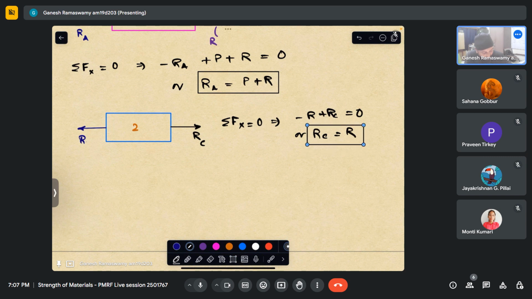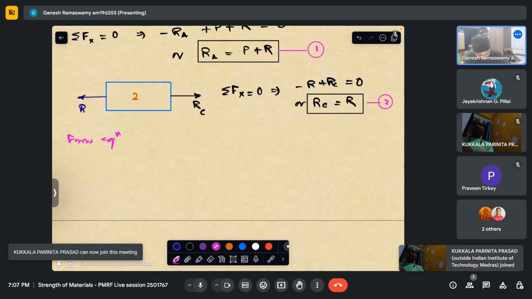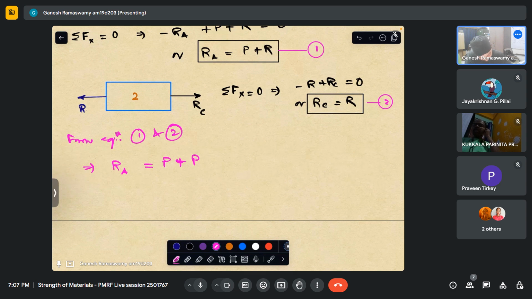So from these two equations, I'll just name this equation 1, and this is equation 2. From equations 1 and 2, we have Ra equaling P plus Rc, or Ra minus Rc equal to P.